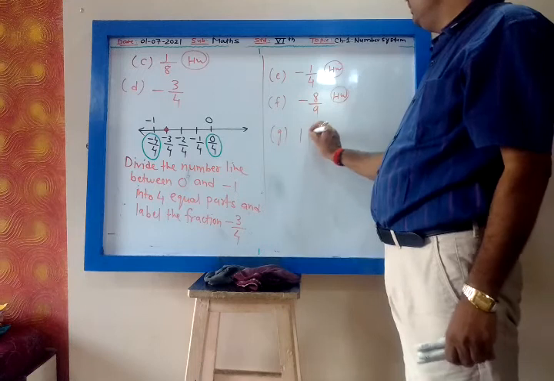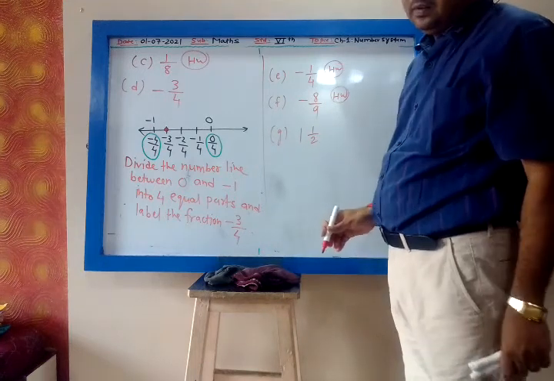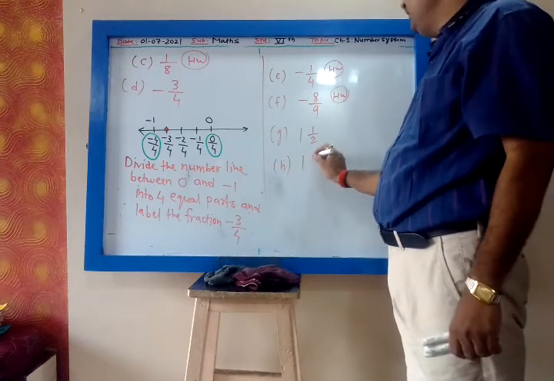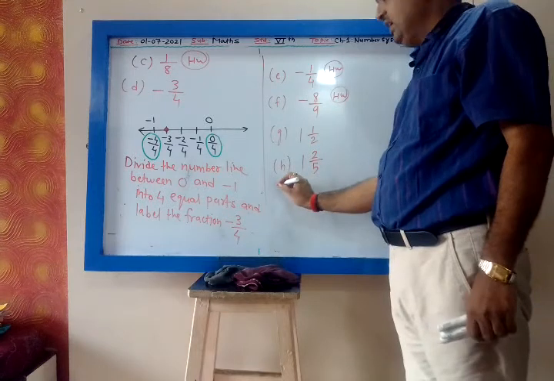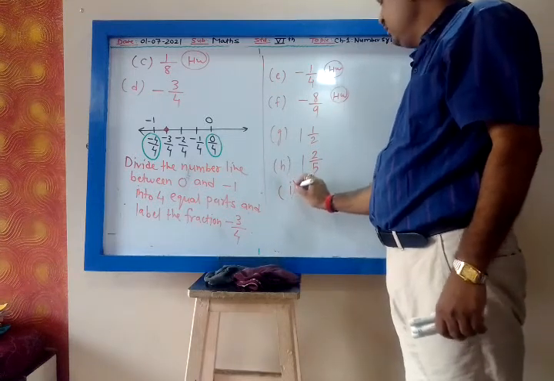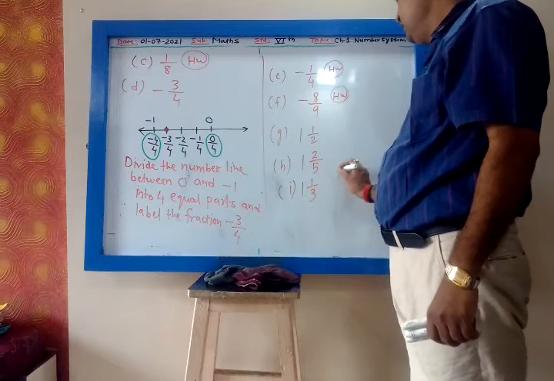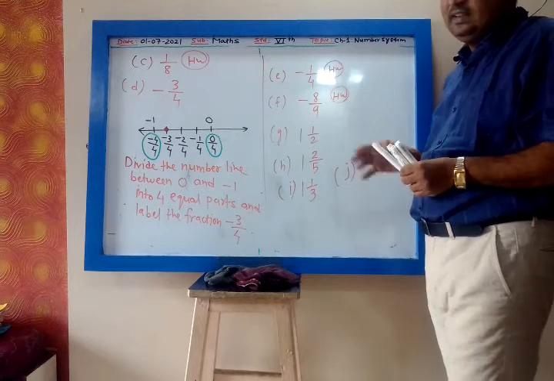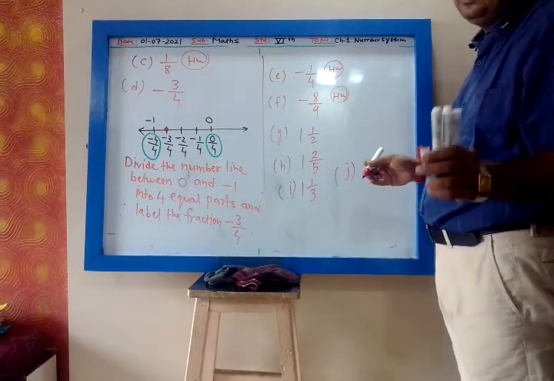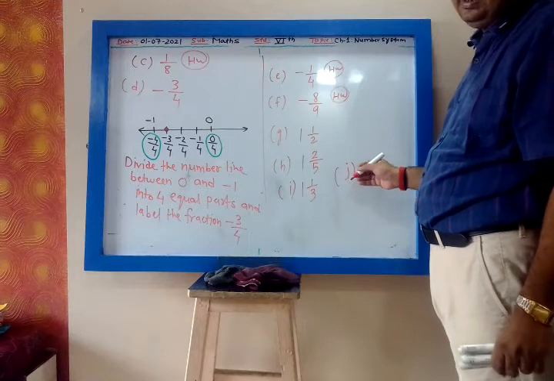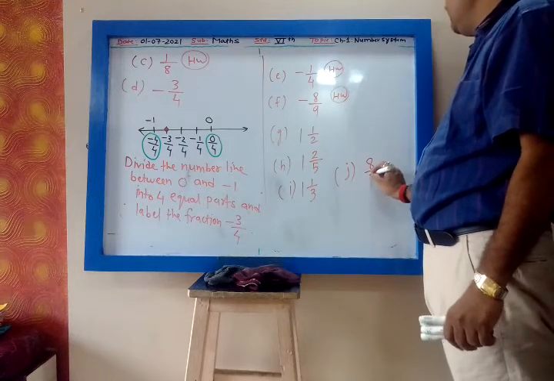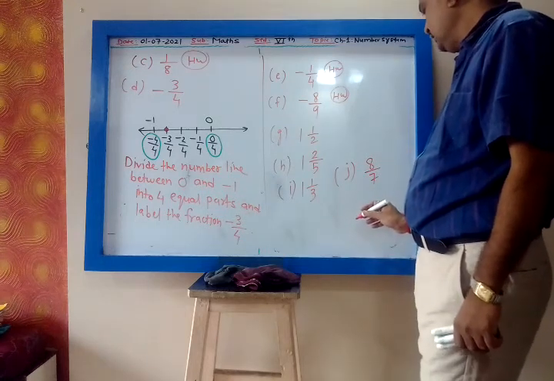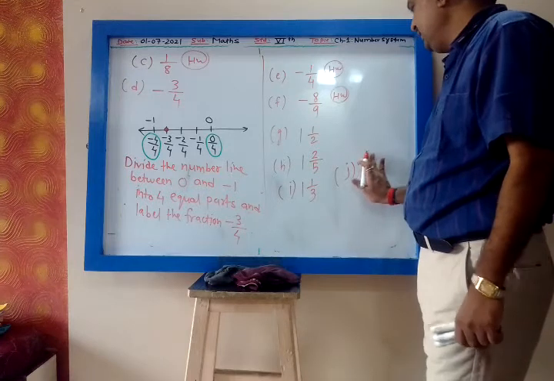Then G is 1 and 1 by 2. Then H is 1 and 2 by 5. Then I is 1 and 1 by 3. Yes, that you have to show. J is 8 by 7. Let me write this first.